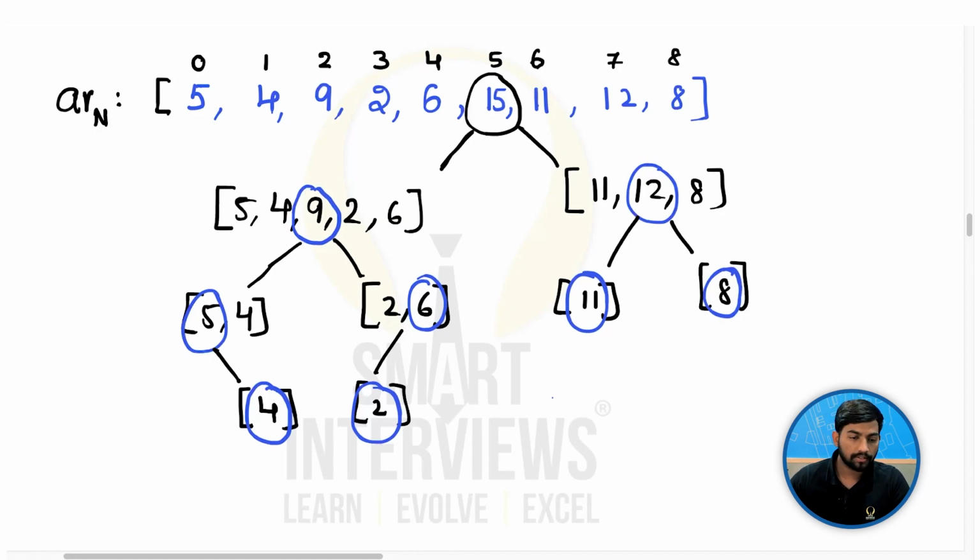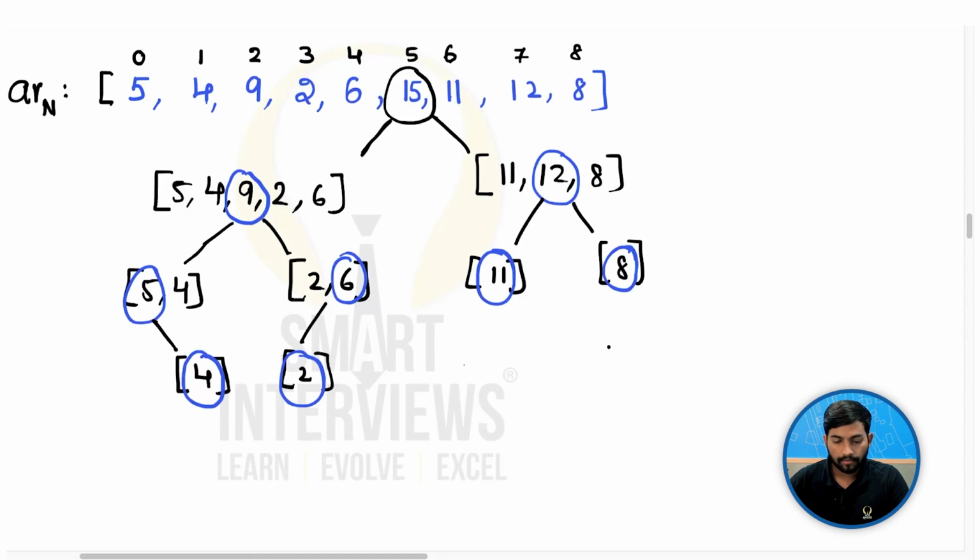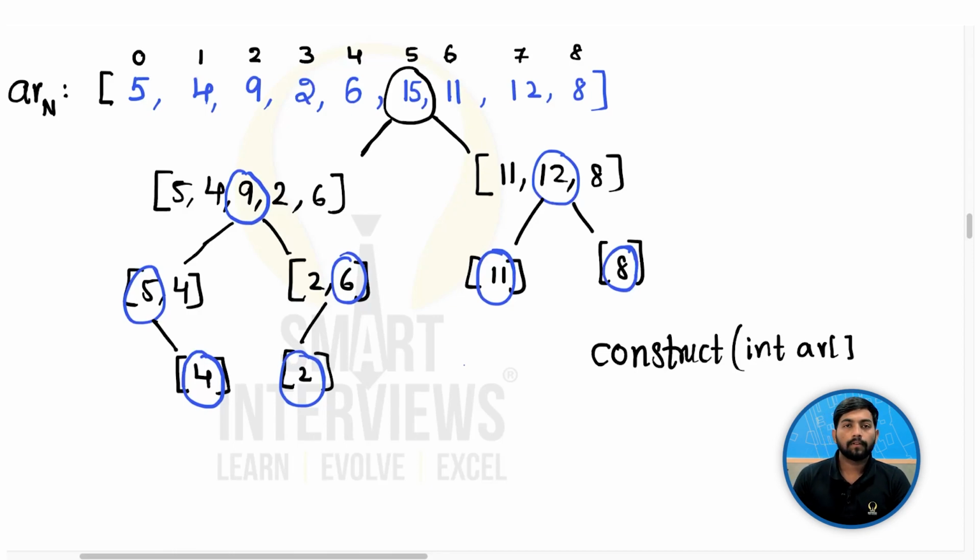Now, how do we do this? Let's say to do this, we have a function. Let's say the function name is construct. What do we pass? We'll pass the array. Let's say this function takes array as the input and will give us the root of the constructed tree. So return type is node. Now tell me, simply passing the array, is it sufficient?